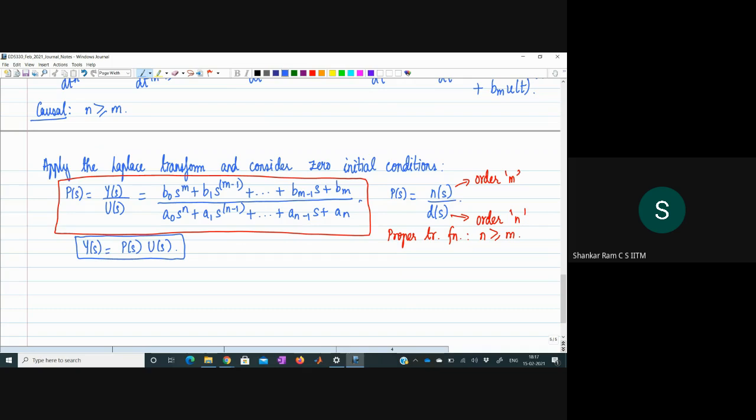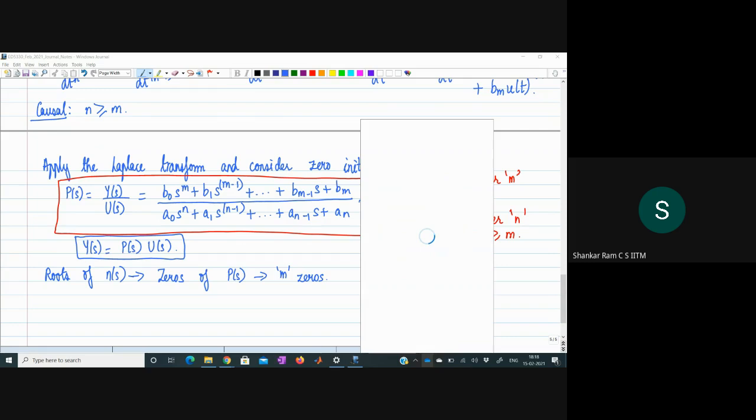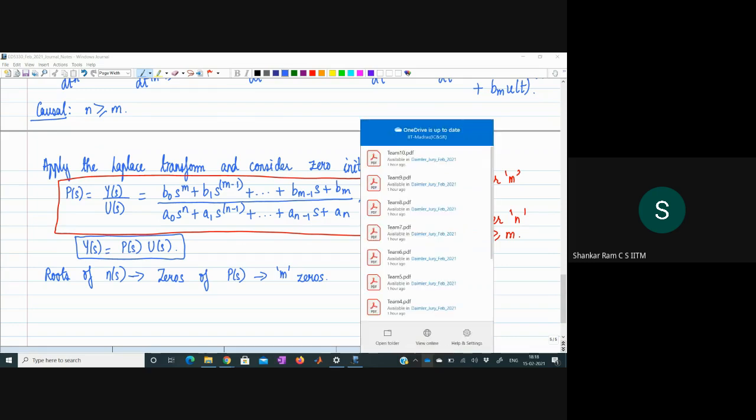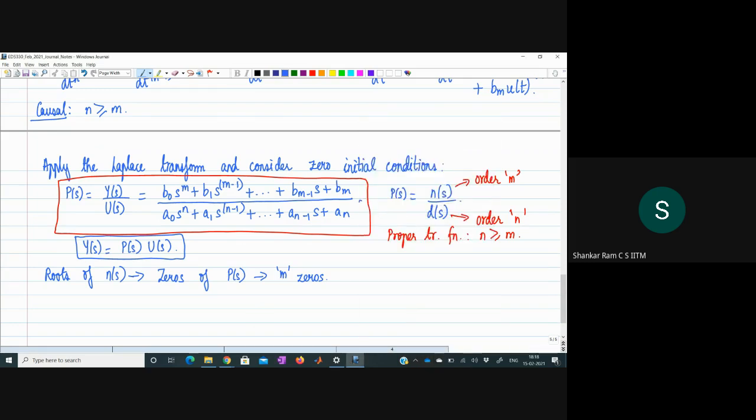That is, if we are able to find the transfer function p of s, then given any input, we should be able to find the corresponding output, right? So that's something we can certainly do, right? And as we have already discussed, the roots of the numerator polynomial n of s are what are called the zeros of the plant transfer function p of s, right? And there are m zeros, because the numerator polynomial is of order m.